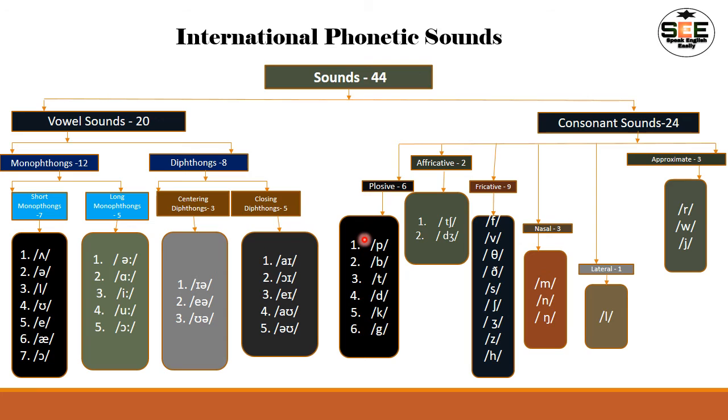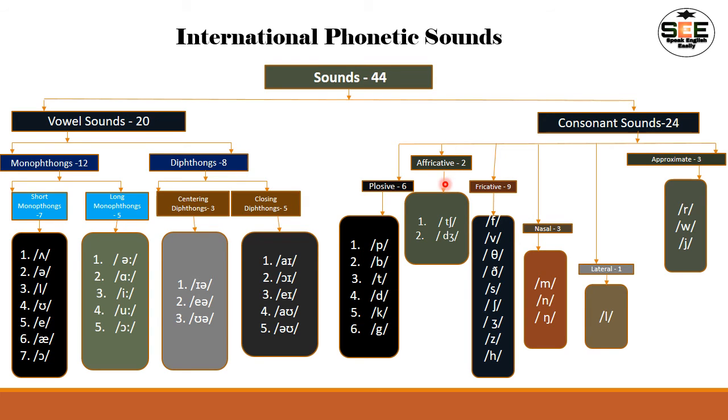So if we produce the sounds in plosive, number 1 is pa, number 2 ba, number 3 cha, number 4 da, number 5 ka, number 6 ga. So I hope you understood this. It is very simple: pa, ba, ta, da, ka, ga. Right? So come to the next one.